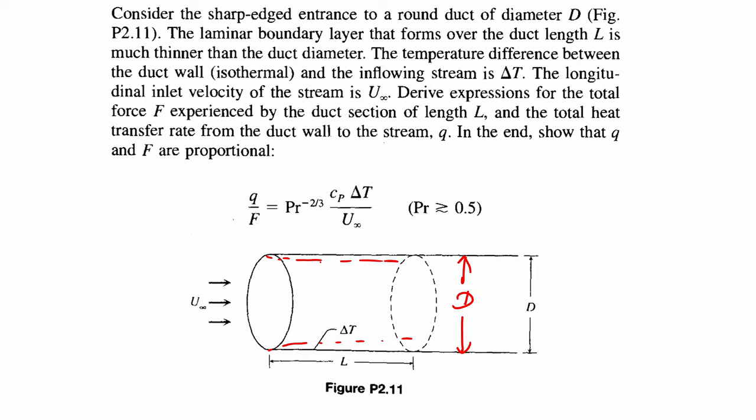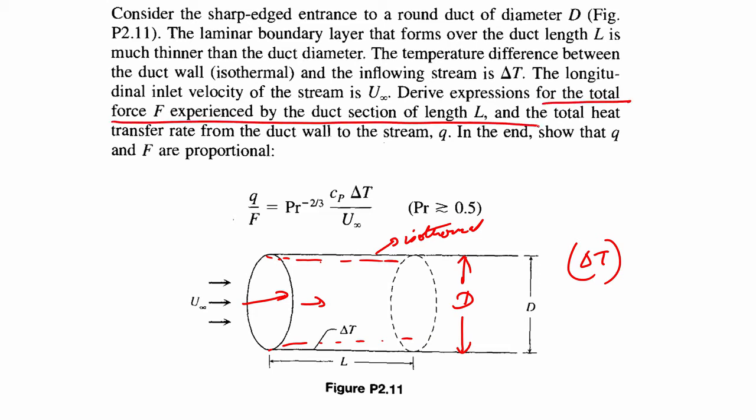The temperature difference between the duct wall, which is isothermal, and the inflowing stream is delta T. The longitudinal velocity is u infinity. So, derive expressions for the total force experienced by the duct section of length L and the total heat transfer rate from the duct wall to the stream, and in the end show that Q and F are basically proportional, right.